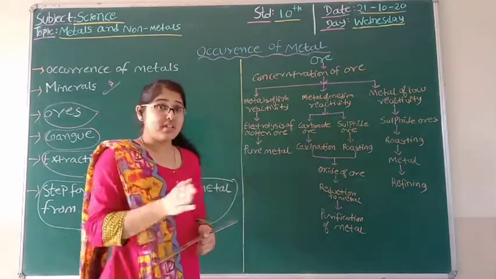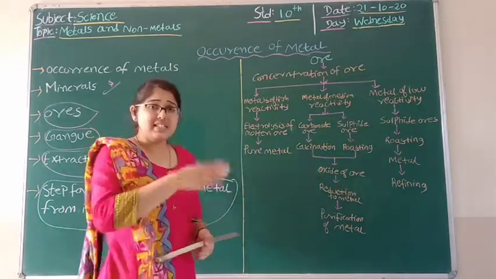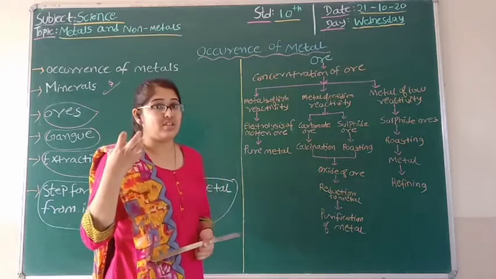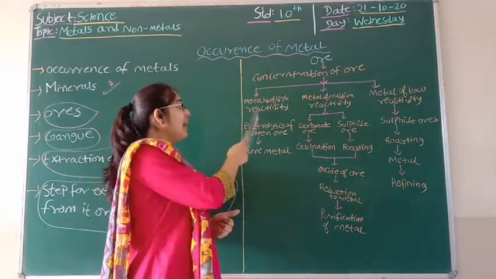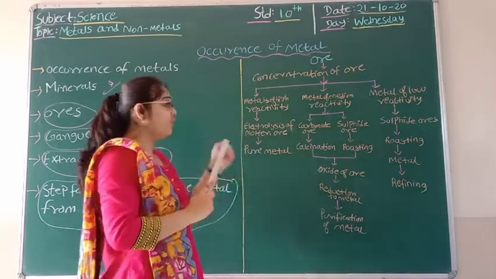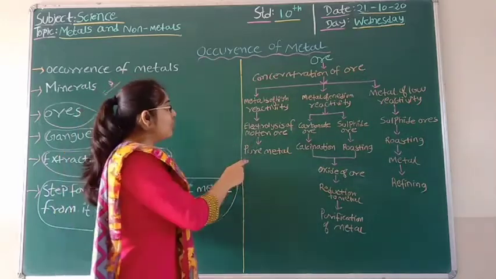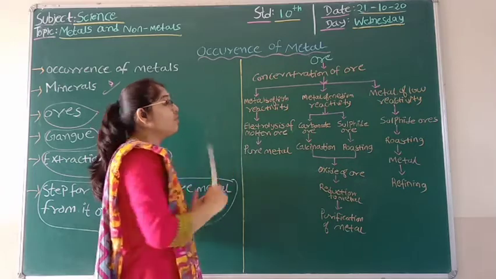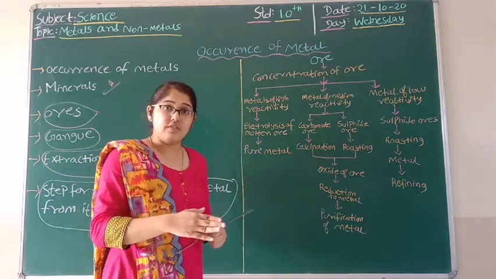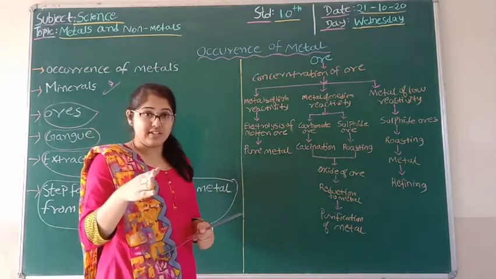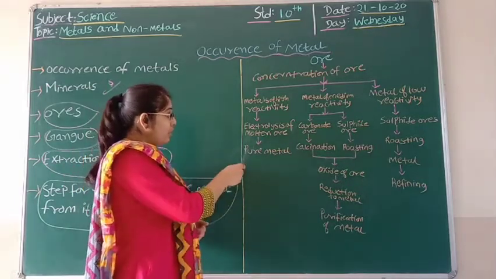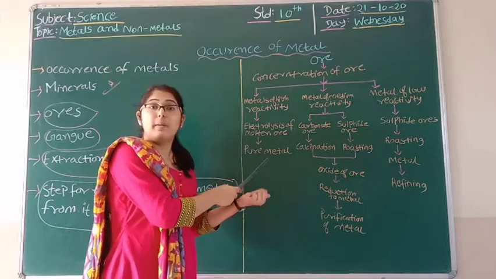Now students, the very first thing is how to extract metals having high reactivity. For that, what will we do? We will do electrolysis of molten ore. So basically we will follow the electrolysis method. After the electrolysis, what do we obtain? We will get pure metal.